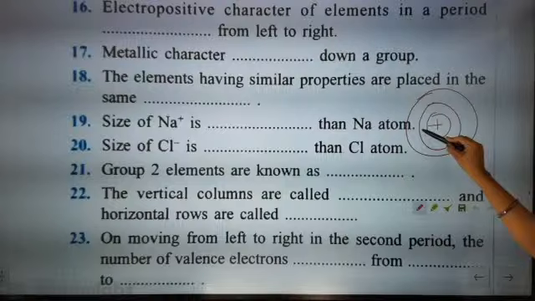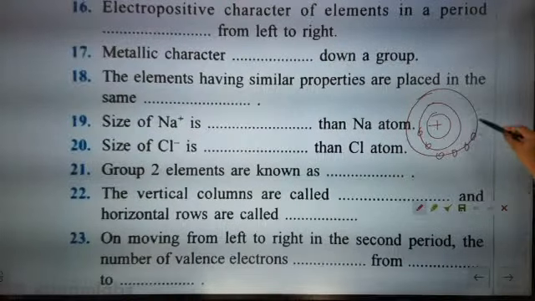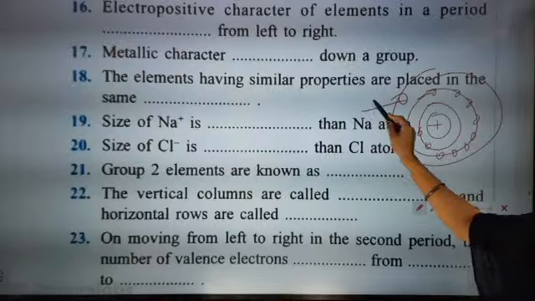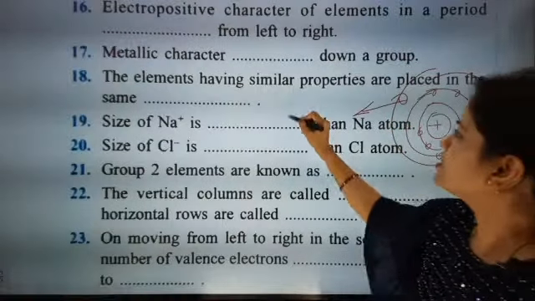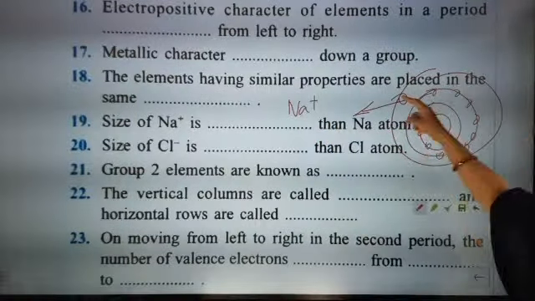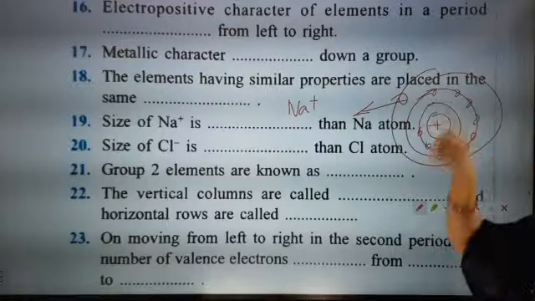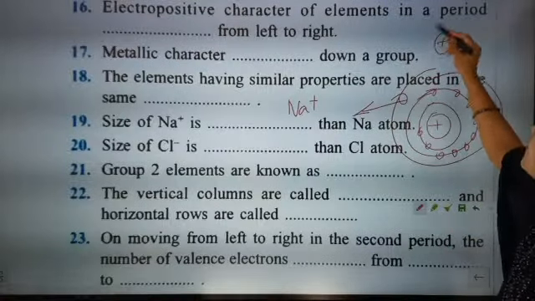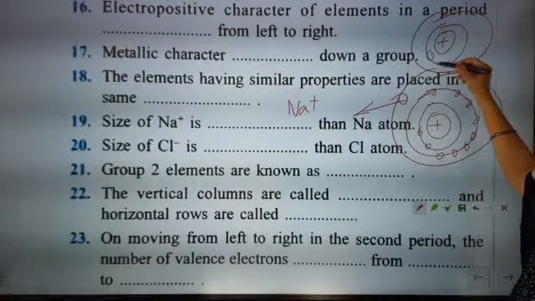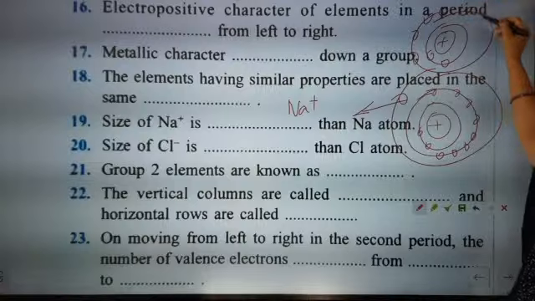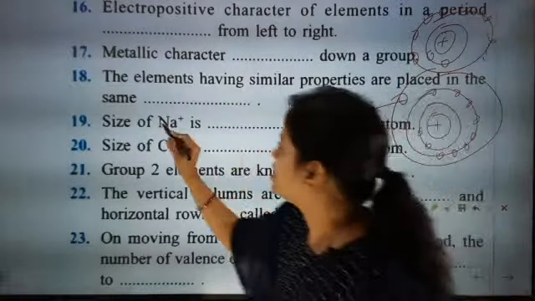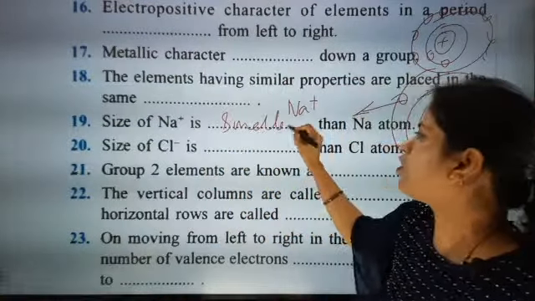The electronic configuration is 2, then 8, and then outermost orbit 1. So when this one electron is lost, then sodium ion will be obtained. That means one complete orbit is removed. So now the new orbits will be only 2, with 2 and 8 electrons. So 100% the size will be smaller. So here the correct answer will be smaller or lesser.